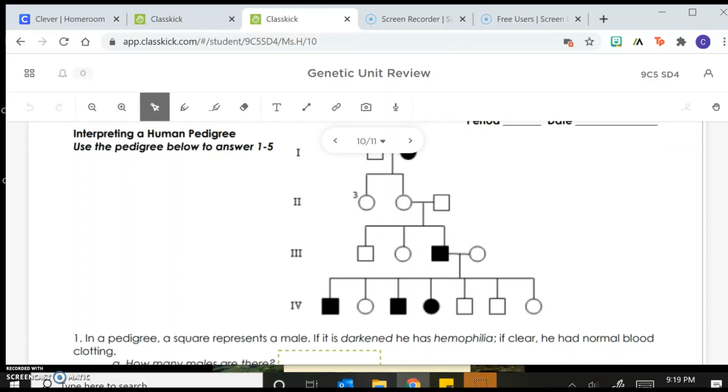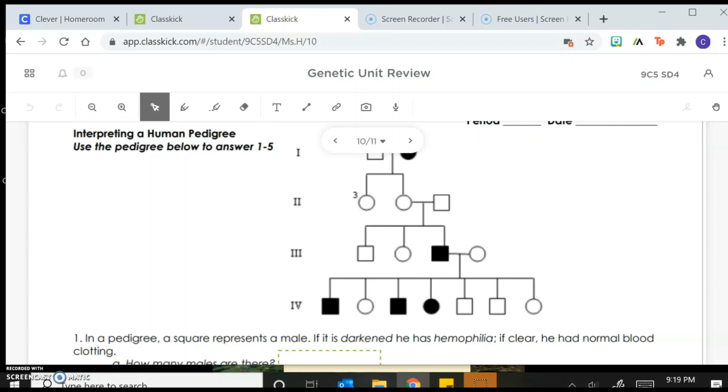Now the first one says in this pedigree, squares represent males. If it is darkened, he has hemophilia. So hemophilia is a disease where if you get cut, you continue to bleed. If it's not shaded in, they have normal. If they get cut, they can clot.